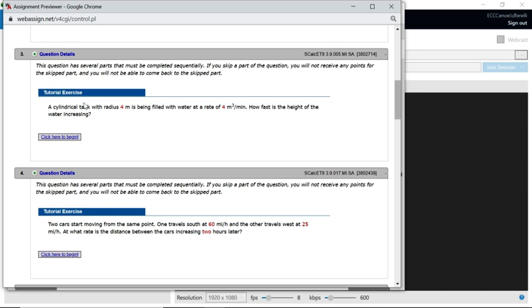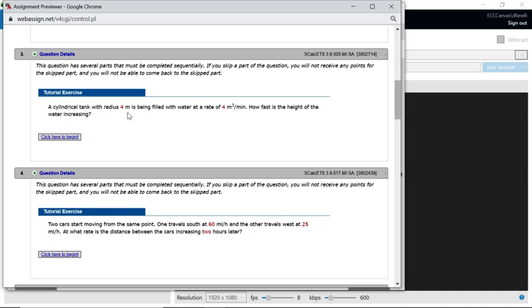So here I have one as a tutorial exercise, step by step. How fast is the height of the water increasing? Let's visualize this. We have a tank that's in the shape of a cylinder, okay? And we're talking about the volume of water. So you need to know the volume of a cylinder. That's a right circular cylinder. You take the area of a circle, which is pi r squared, multiplied by the height, which is h. So pi r squared h is the volume of a right circular cylinder.